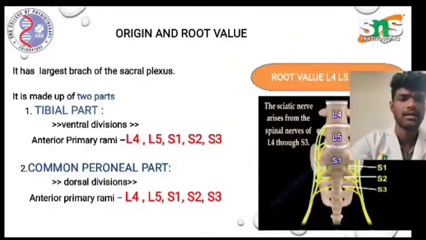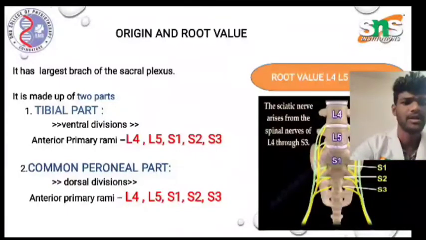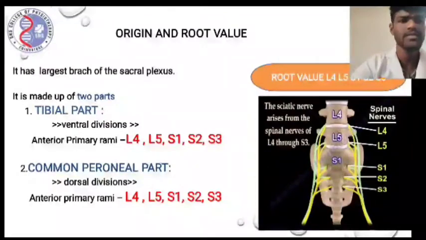Root and origin. It is the largest branch of the sacral plexus. It is made up of two parts, tibial part and common peroneal part. The root value of the tibial part is lumbar 4, lumbar 5, sacral 1, sacral 2, sacral 3. Common peroneal root value is lumbar 4, lumbar 5, sacral 1, sacral 2, sacral 3. Sciatic nerve arises from the spinal nerves of lumbar 4 through sacral 3.